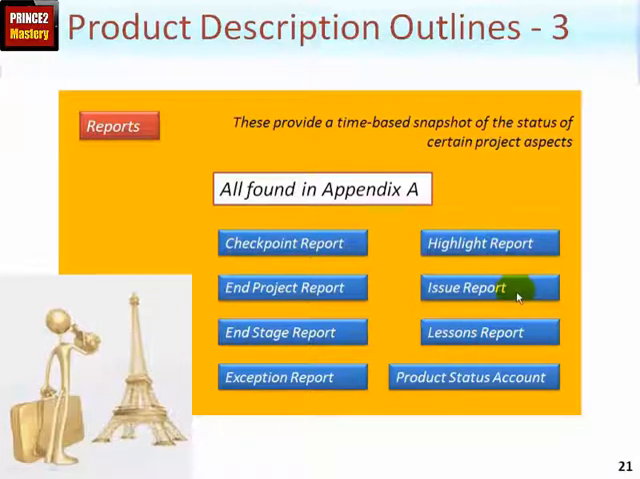An issue report is used whenever an issue is dealt with formally, and this document would accompany the entry in the issue register itself. The lessons report is created by the project manager optionally at the end of each stage, but ultimately at the end of the project to show and capture the lessons that have arisen throughout the life of the project. And a product status account, despite its name, is indeed a report.